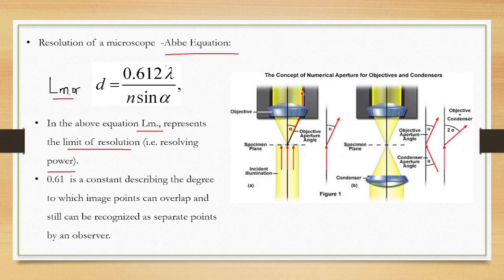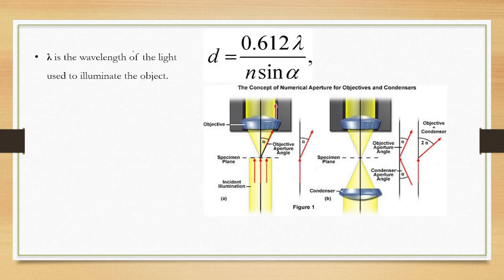And this 0.61 is a constant. 0.61 is a constant describing the degree to which points can overlap and still be recognized as separate points by an observer. Now the next one is lambda. Lambda is the wavelength of the light used to illuminate the object.